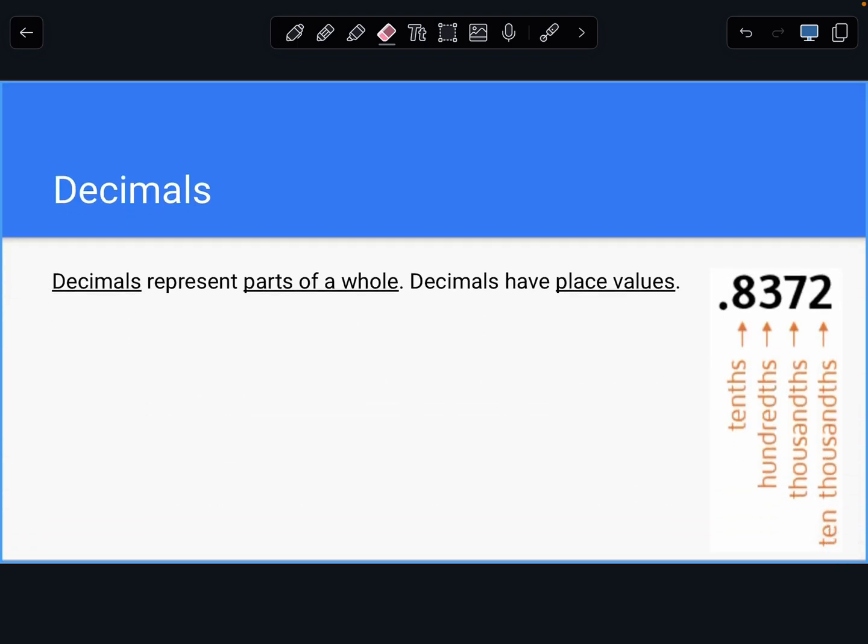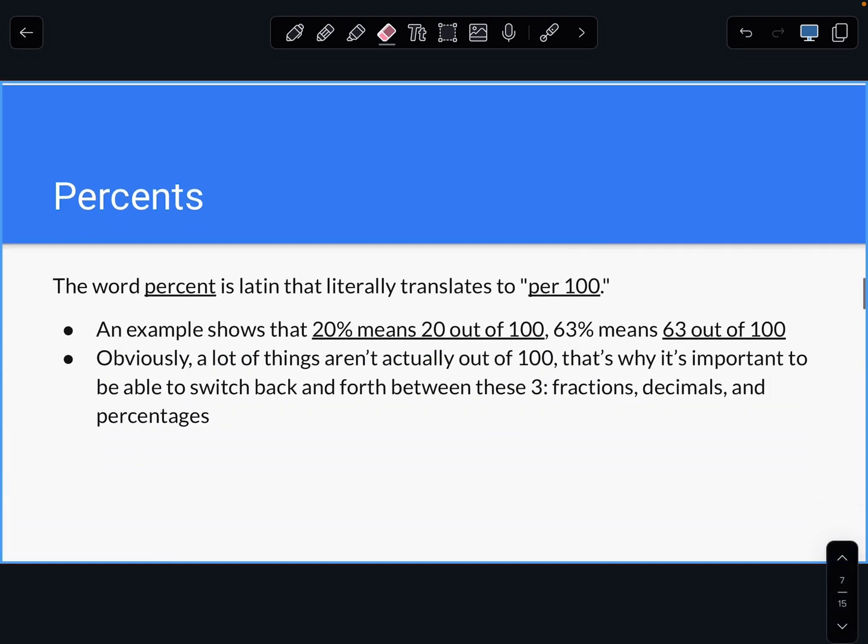Next is a decimal. Decimals represent parts of a whole. Decimals have place values. On your notes, it might be a little hard to see the writing there, so if you want, you should write it a little bit darker. The first place in the decimal is the tenths, the second is the hundredths, the third is the thousandths, and the fourth is the 10,000ths place.